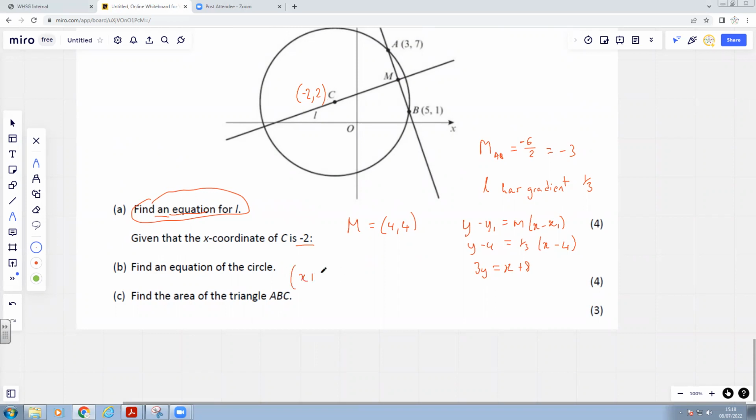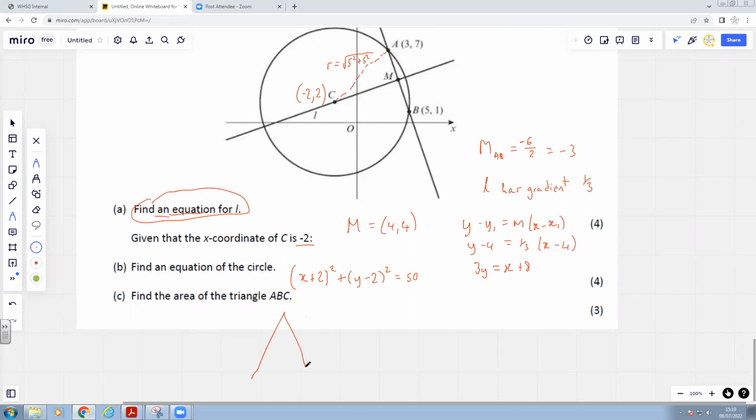And now I can do it. I've got (x plus 2) squared plus (y minus 2) squared. I also need the radius. That will be the distance from here to here, which I'm going to casually work out in my head again. The radius is going to be, I won't do it actually, I'll do it properly. Square root of 5 squared plus 5 squared. So that's like root 50. But that means it's going to equal r squared, and that's going to be 50. Therefore, we've got it. Oh, find the area of triangle ABC.